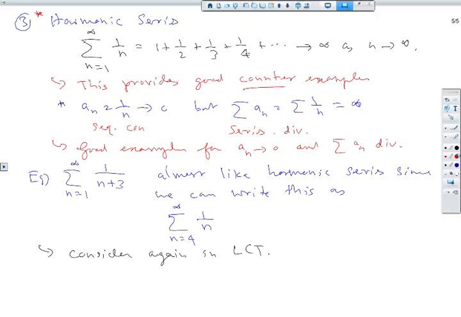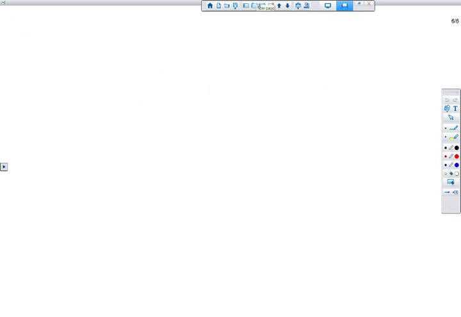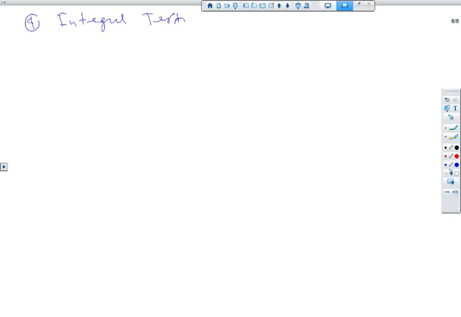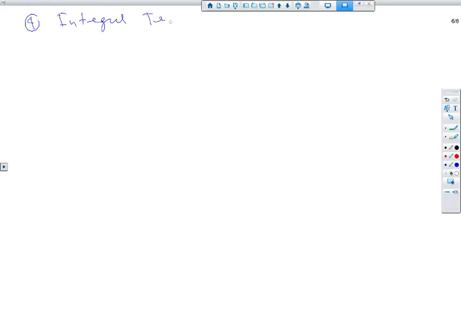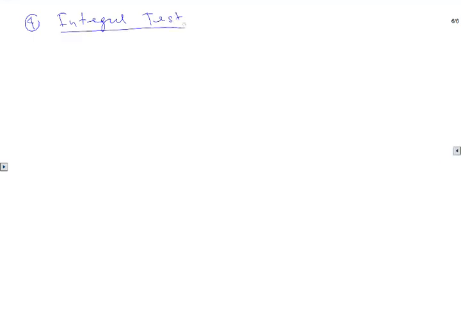Okay, so let's go to the last part of this discussion, which is the integral test. So number 4, the integral test. So what is the integral test?